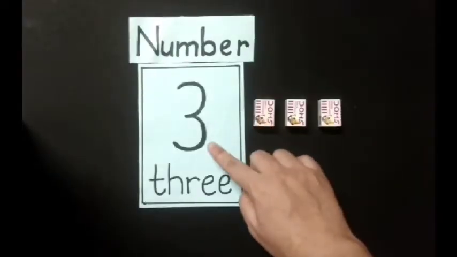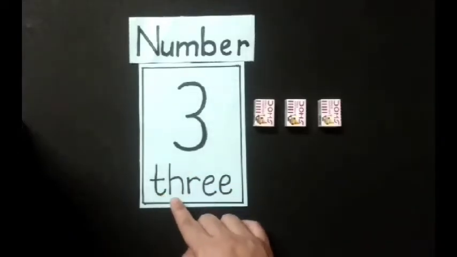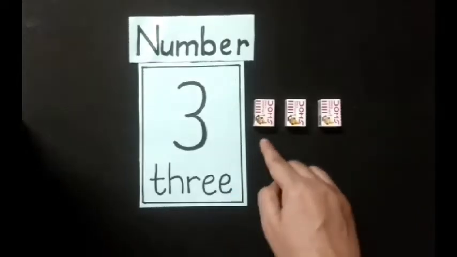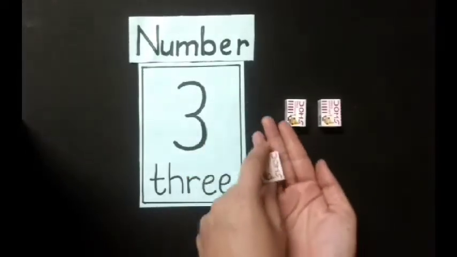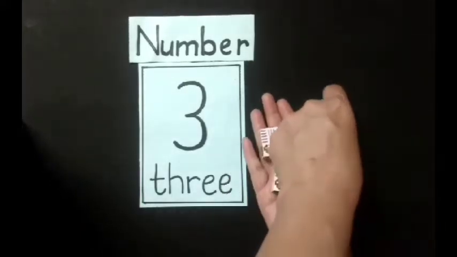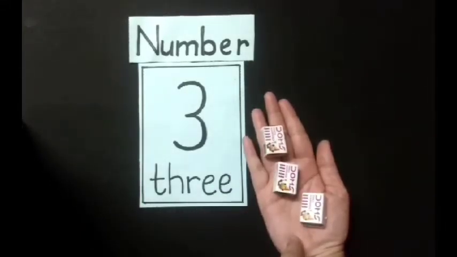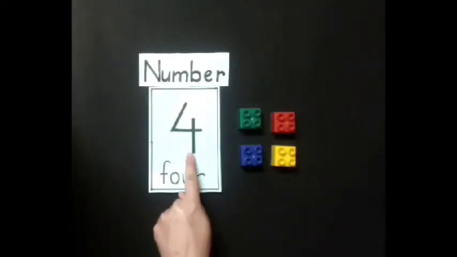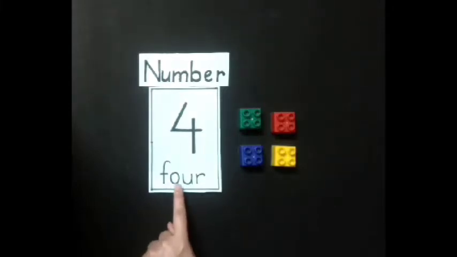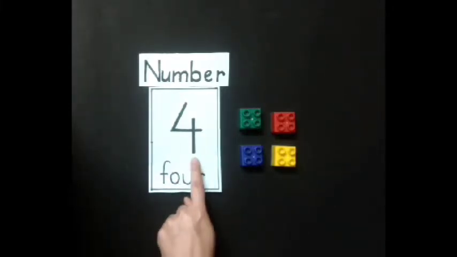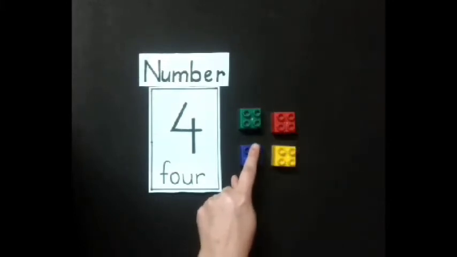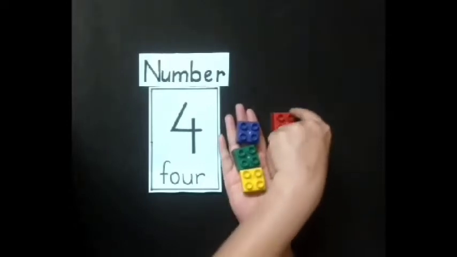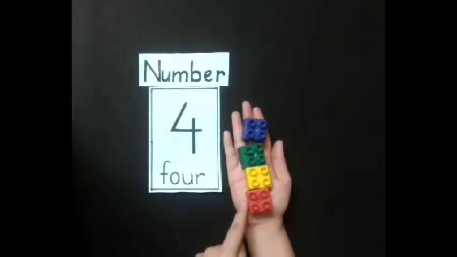This is number 3. T-H-R-E-E 3. 3 means three objects. 1, 2, 3. 3 sharpeners. This is number 4. F-O-U-R 4. 4 means four objects. 1, 2, 3, 4. 4 blocks.